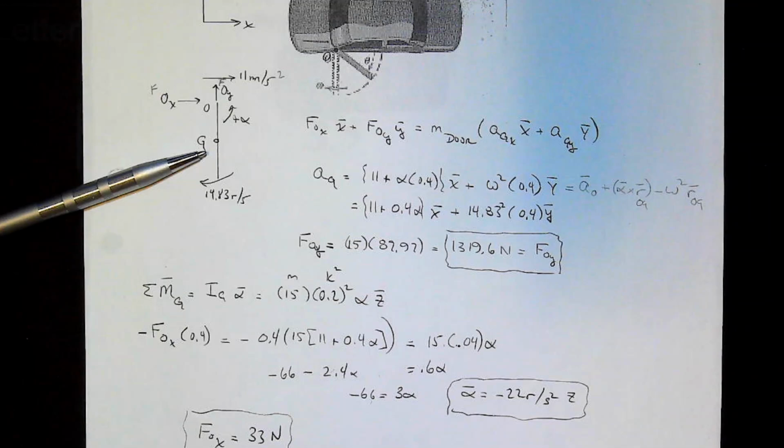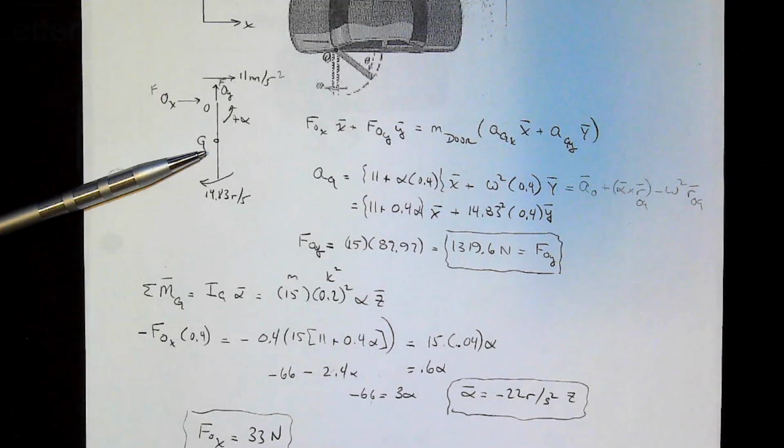So let's just look at the sum of the forces. There's just two, F at O along the x and F at O along the y, and that is simply ma. So we have the mass of the door, which we know, acceleration of G in the x, acceleration of G in the y. Okay, these are the only forces on the door. So if we look at that, now we can break this thing down further.